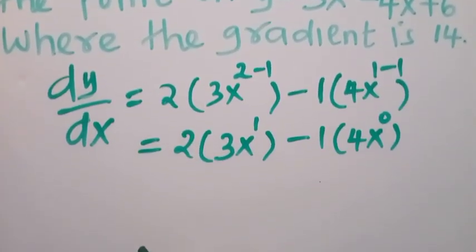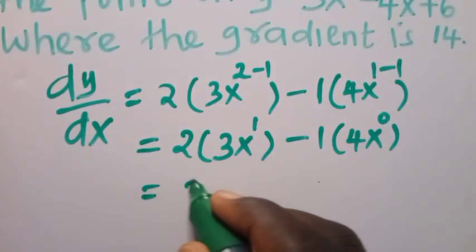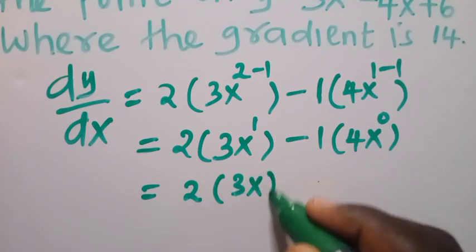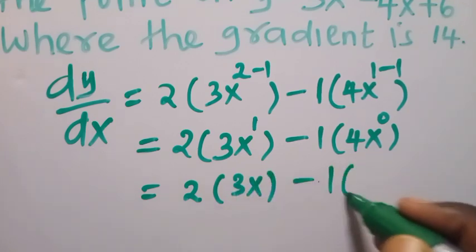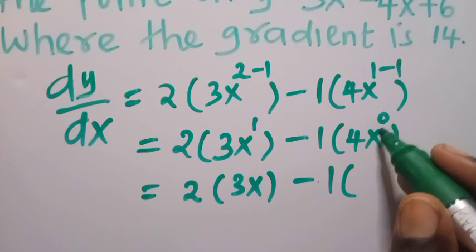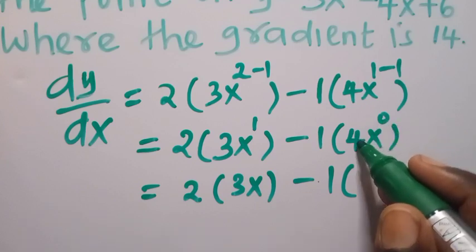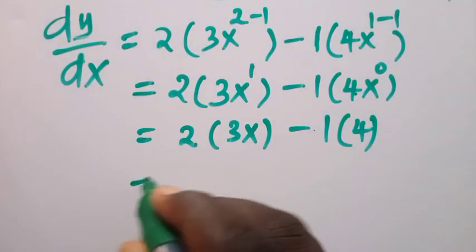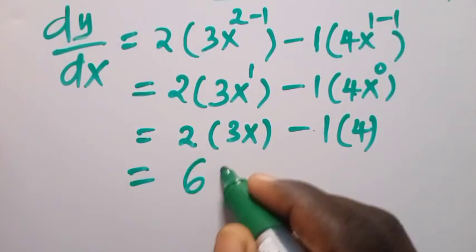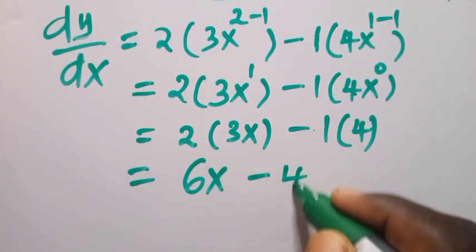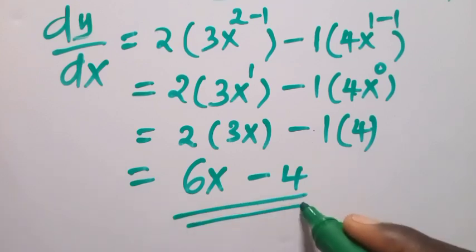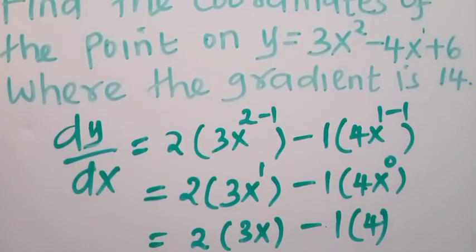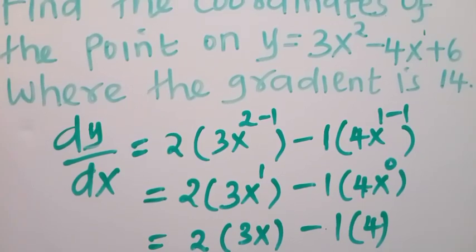Then in this case, we shall have 2 into 3x, then minus 1 into x raised to 0. x raised to 0 is 1. 1 times 4 is 4. And in this case, we have 6x minus 4. This is the gradient function of this equation of the curve.